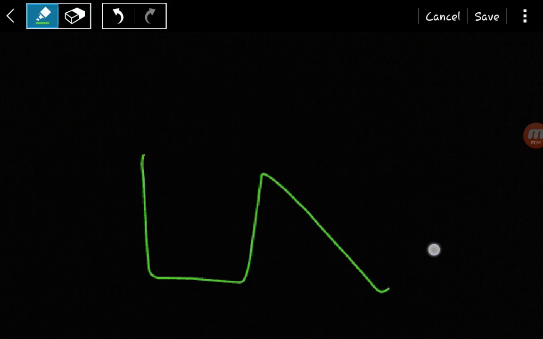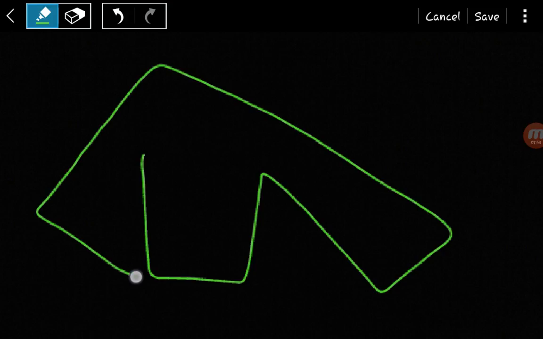So now, let's practice. Is this shape a polygon? Go ahead, shout at your computer screen.